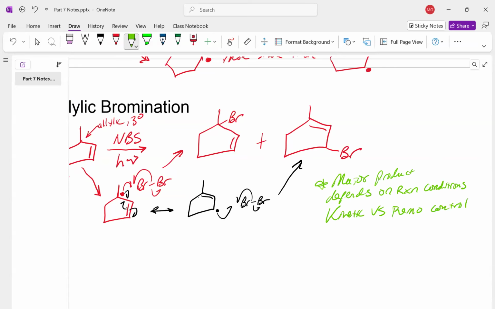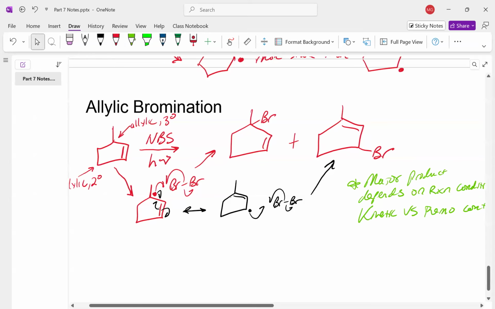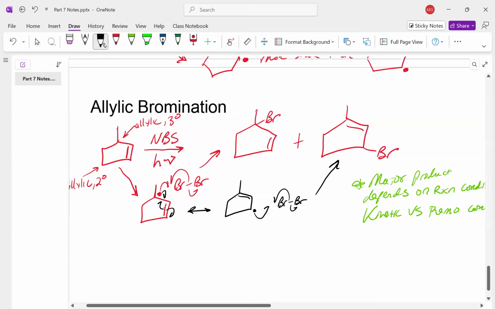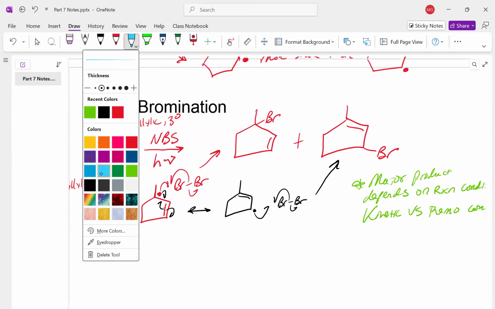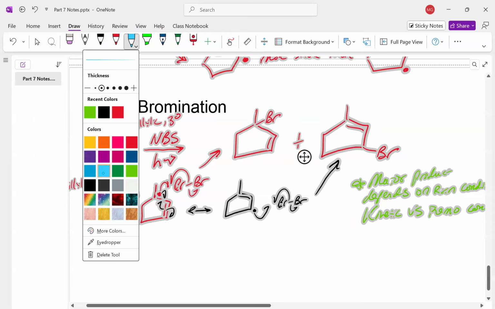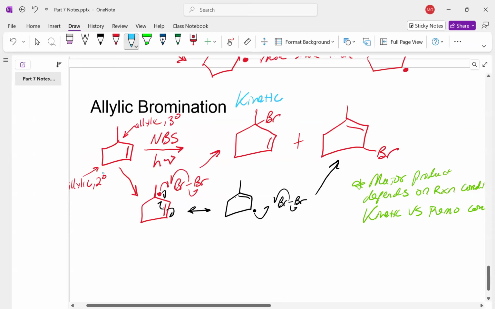This is something that was talked about in the last unit, about how one reaction could lead to two different products depending on what the reaction conditions are. And if you look at the first product here, this first product is the kinetic product. Why is that? Well, remember, how do you figure out the kinetic product? It's the one that comes from the more stable intermediate. Well, this intermediate right here is tertiary.